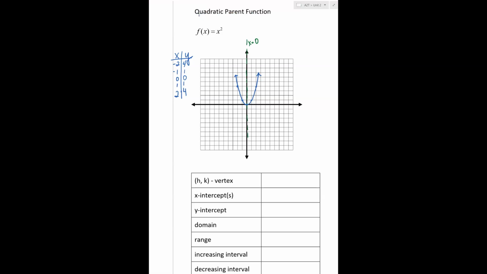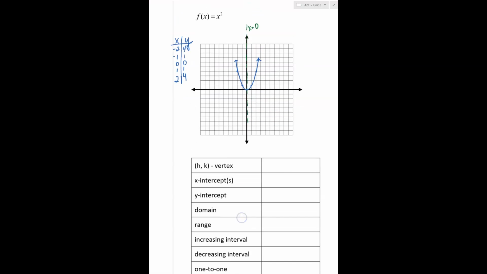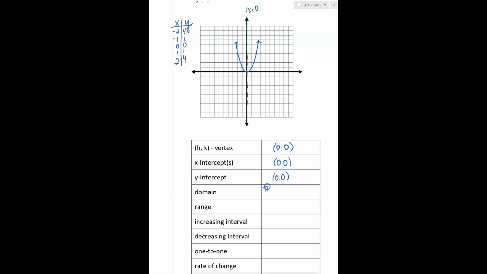All right, just like every parent function, the vertex, our h, k, is going to be 0, 0. Our x-intercept for this is 0, 0. The y-intercept is 0, 0. The domain for x squared is either all real numbers or -infinity to +infinity. Remember, to get ready for pre-calc, you need to get more comfortable with interval notation. And then the range and domain are always listed from smallest to largest.